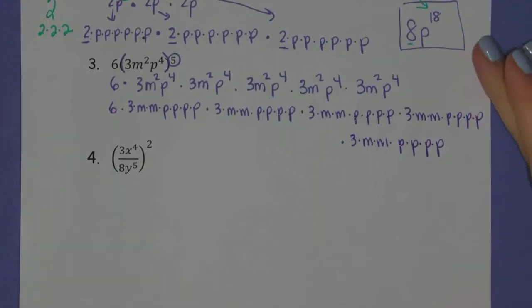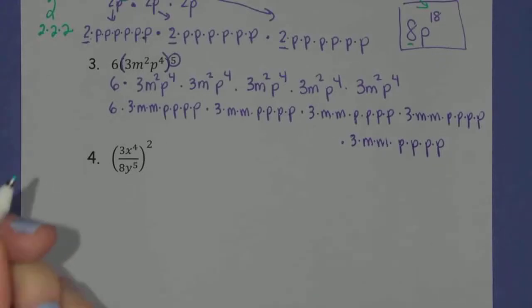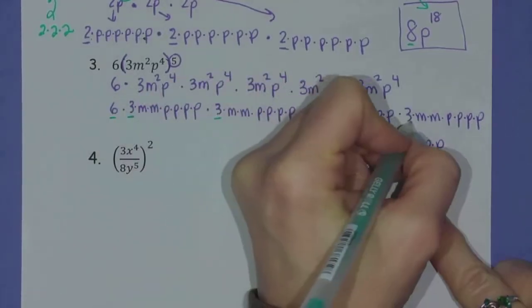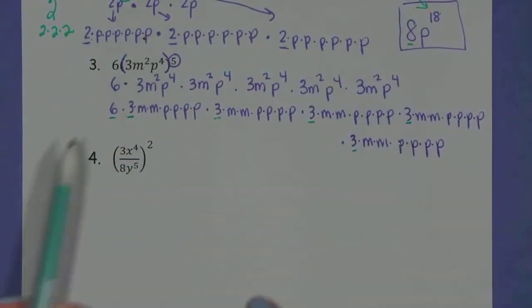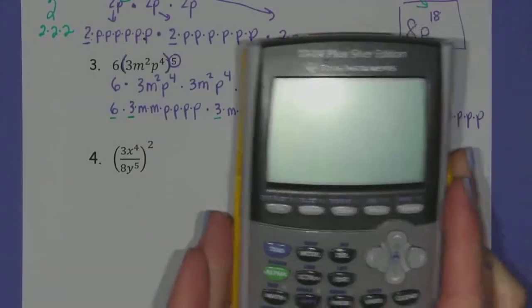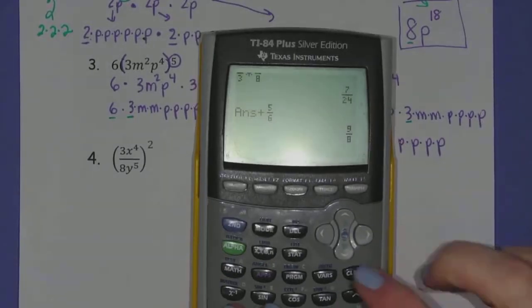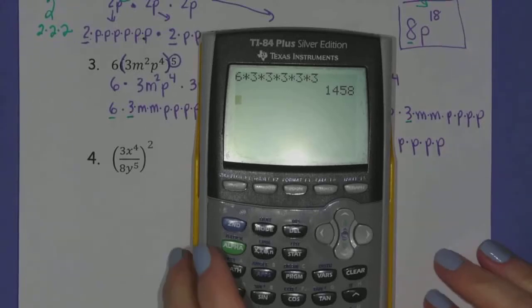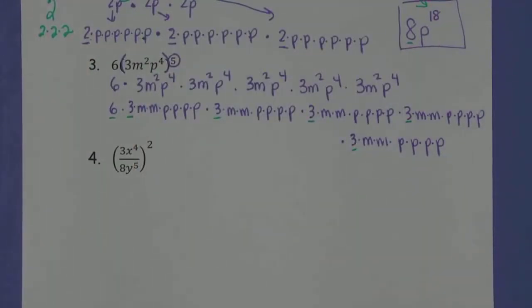Okay, so I broke it down. Now I'm going to build it back up. So I'm going to take 6 times 3 times 3 times 3 times 3 times 3. Whew! Okay, well, I'm going to grab my calculator for that, because I don't know if I know that off the top of my head, and I don't want to make a mistake here on the notes. So 5 3s and a 6. So 6 times 1, 2, 3, 4, 5. Looks like 1,458. Okay, so that's going to be my coefficient in the very front.